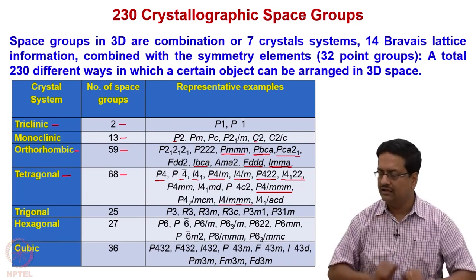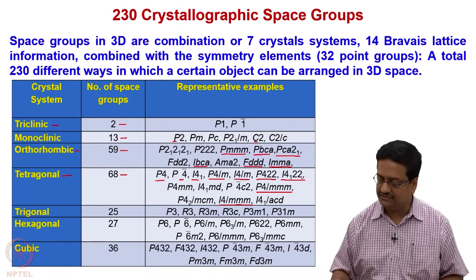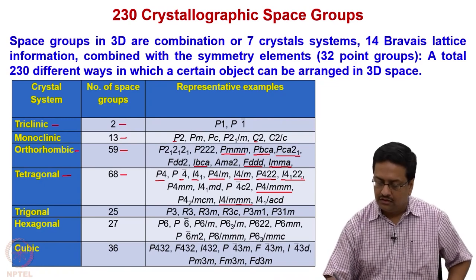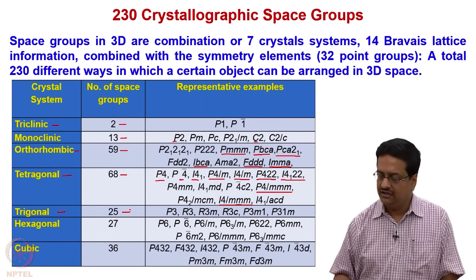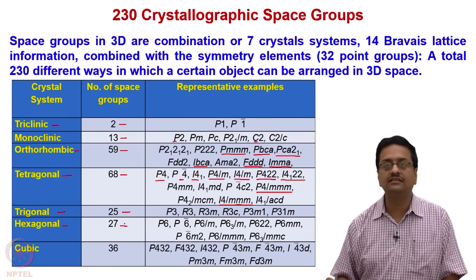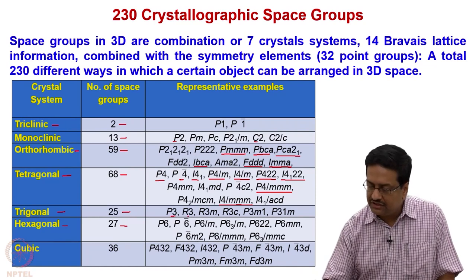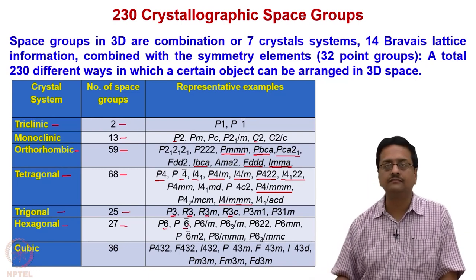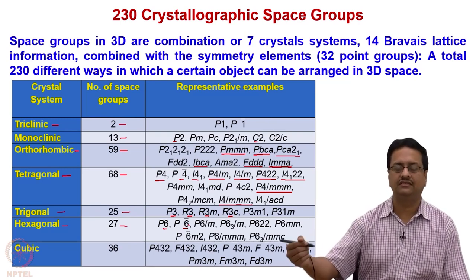So both X and Y have a two-fold axis, right. When we go to the trigonal system, we have 25. In the hexagonal system, we have another 27. The distinction between trigonal and hexagonal is that in the trigonal system, the highest symmetry is 3-fold, while in the hexagonal, the highest symmetry is 6-fold. So by looking at 3 or 6, we should be able to distinguish whether it is a trigonal or a hexagonal lattice.